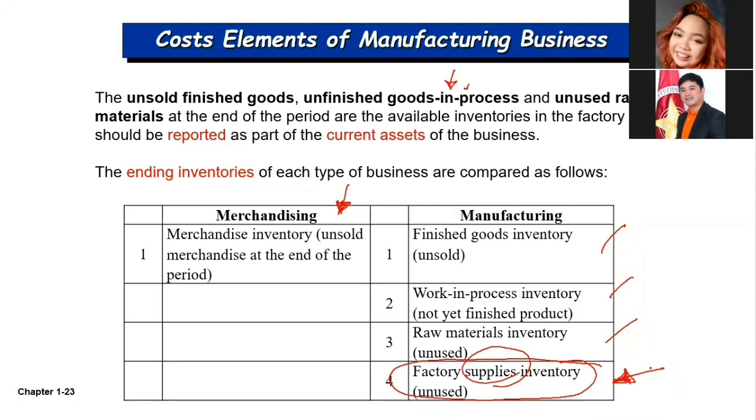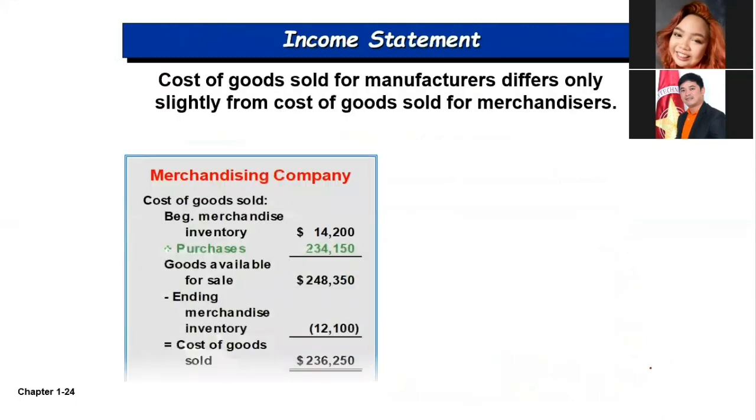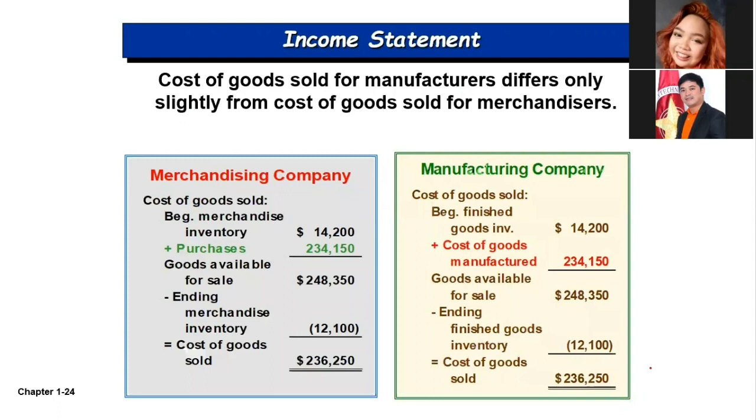Okay? So, income statement. Gusto lang natin i-emphasize yung difference natin, di ba sabi natin nasa cost of goods sold. It differs only slightly from the cost of goods sold for the merchandisers. Merchandising companies calculate cost of goods sold as beginning merchandise inventory plus the purchases minus your ending inventory, that would be your sold. So beginning plus purchases minus ending is your sold.